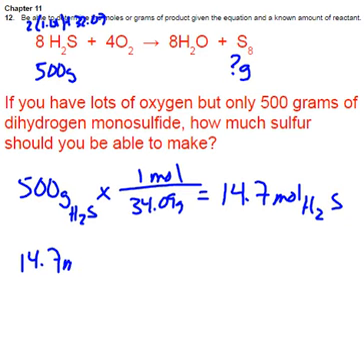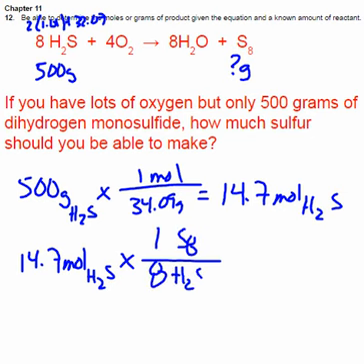So how many moles of S8 should we get from that? Well, according to the equation, I only get 1 S8 from 8 H2S. So when I divide by 8, this is only 1.8 or 1.83 moles of sulfur.